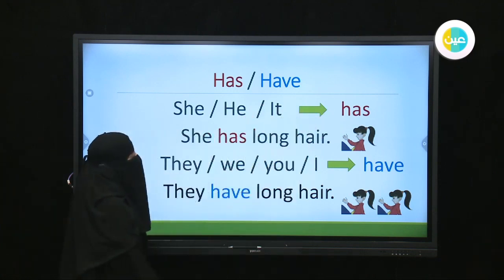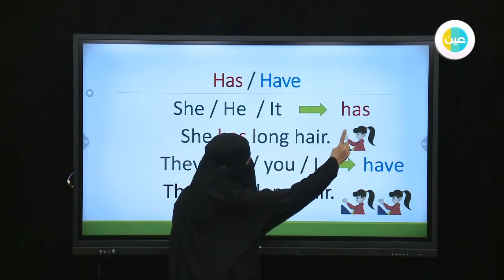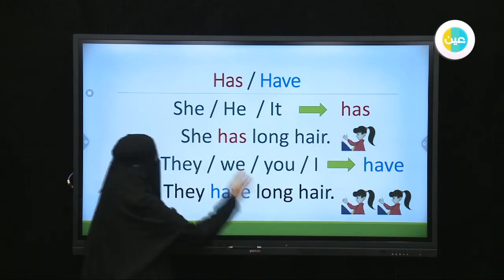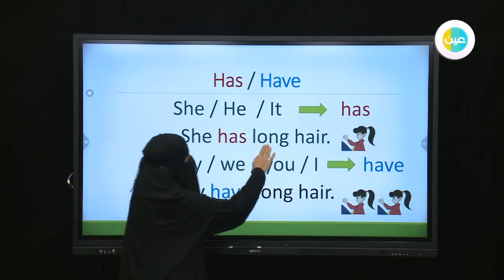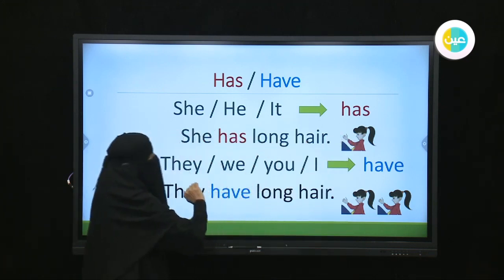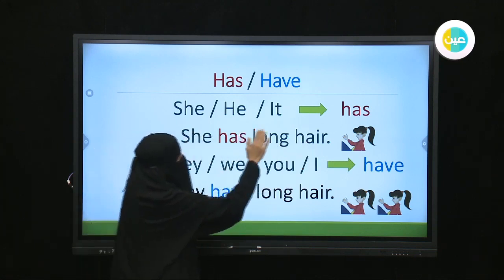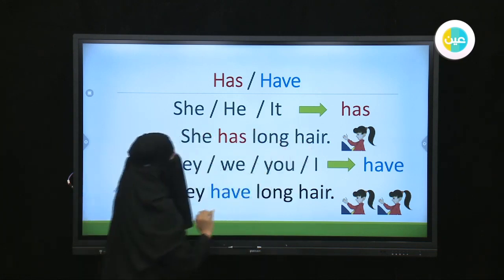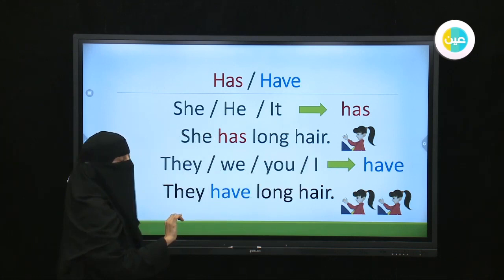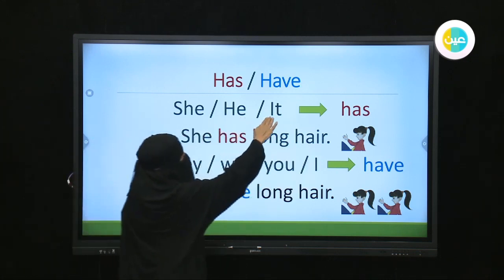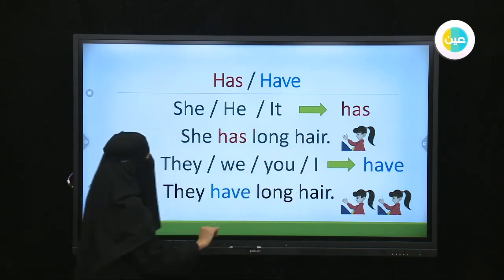Okay? An example, what do you see here in the picture? A girl, one girl. So what do you say? She has long hair. If it's a boy, he has, for example, short hair, and so on. If it's, for example, a cat, it has a long tail, and so on.